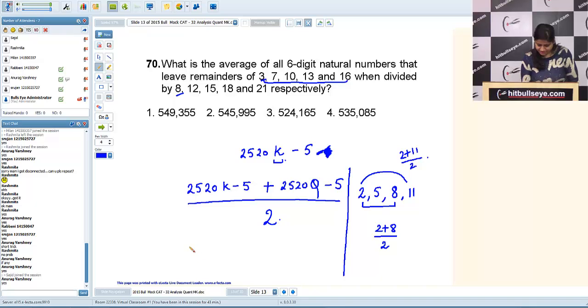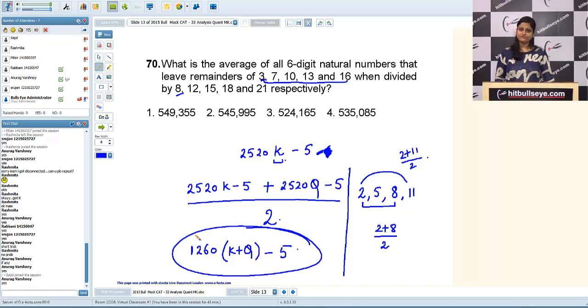So if you solve it, you will get this. That will be the average. So we can go by options now. We will divide every option by 1260. If we are getting a remainder of -5, that will be the answer in this case. Is it okay, Anurag? That is the shortest trick we can use here.